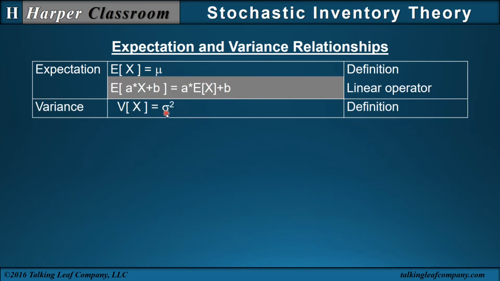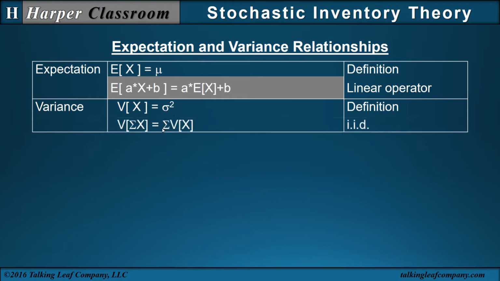Now the variance of x is defined as sigma squared. And so if you have a variance of the sum of the x's, where the x's are IID, which IID refers to independent, identically distributed, for example, normally distributed, then the variance of the sum of the x's is the same as the sum of the variance of the x's.